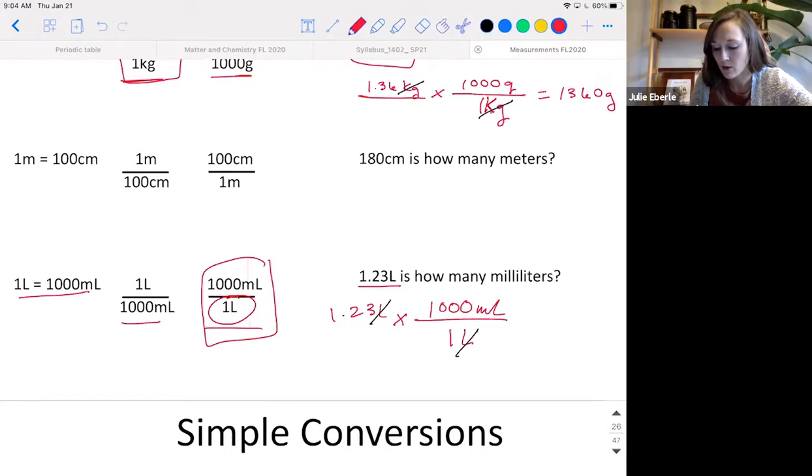And now we just do the math. 1.23 times 1,000. You could divide by this 1 right here, but anything divided by 1 doesn't change your answer. So sometimes if I'm dividing by 1, I just ignore it. And you should get 1,230 milliliters. Okay. There we go.